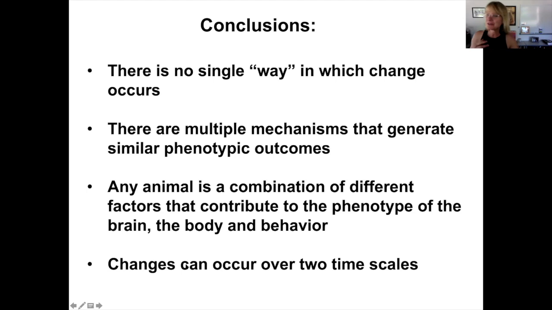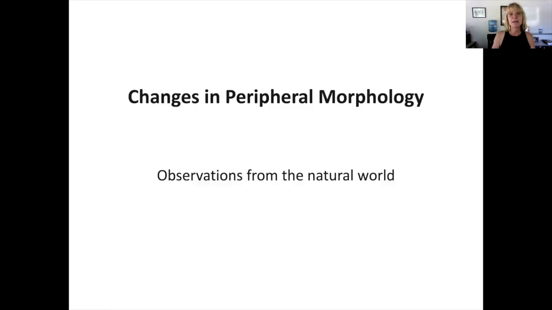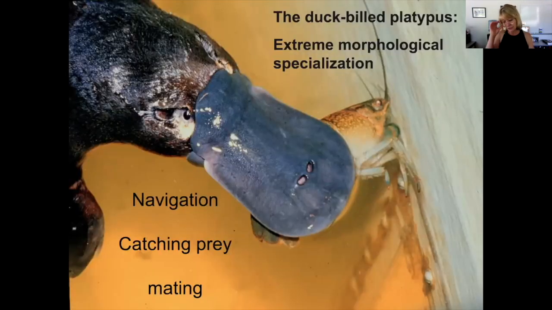And changes occur over two timescales: over the long evolutionary timescale, and over shorter developmental timescales and within the life of an individual, and even over just a couple generations. Okay, this is the outline of my talk. I'm going to give you examples from the natural world, differences in peripheral morphology and use. I'm going to talk about some experimental manipulations in peripheral morphology that we've made in an animal model, a new project called Laboratory Rats Gone Wild, and then I want to talk about natural variation in early experience within a population.